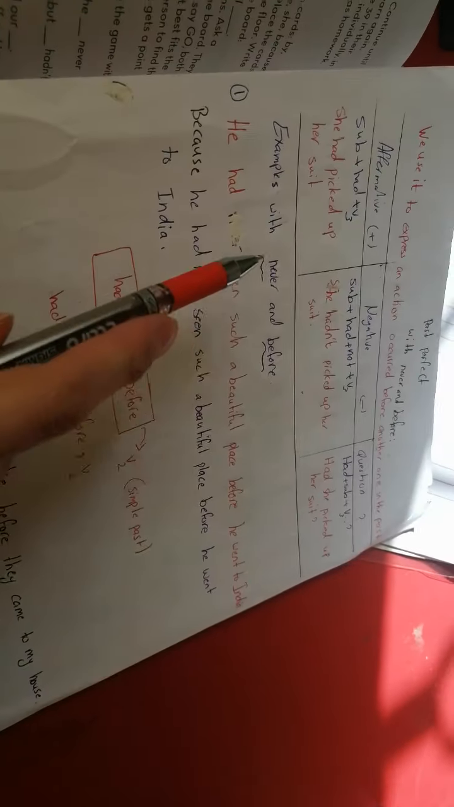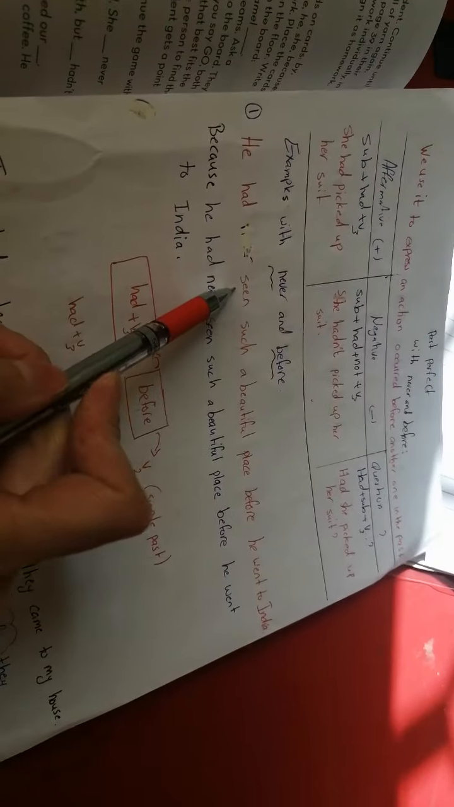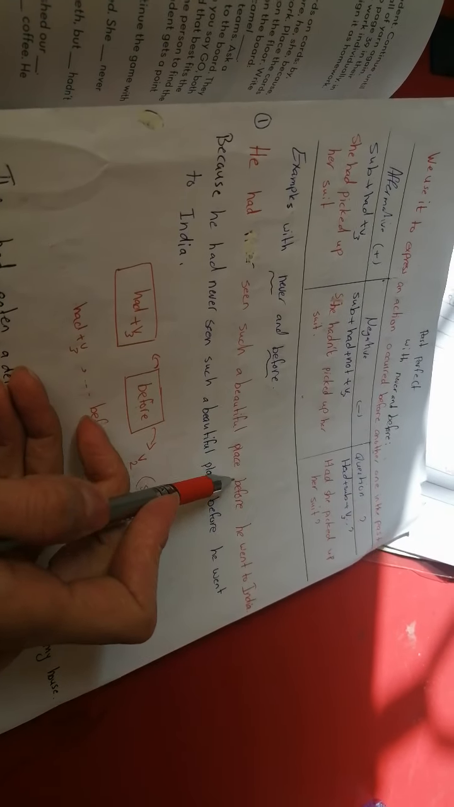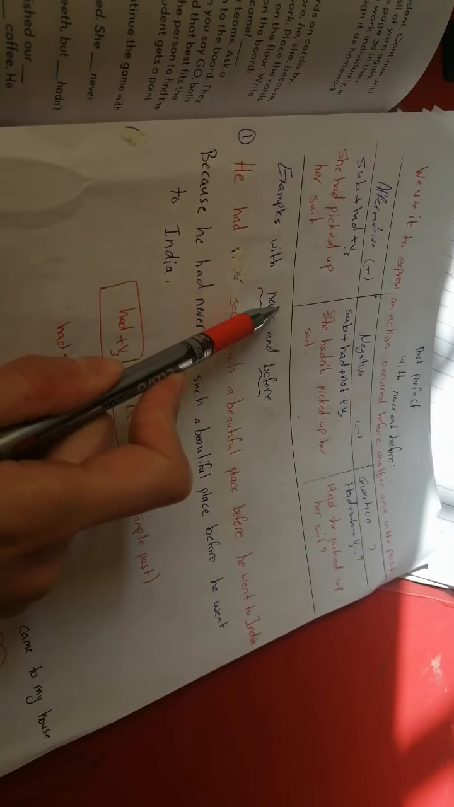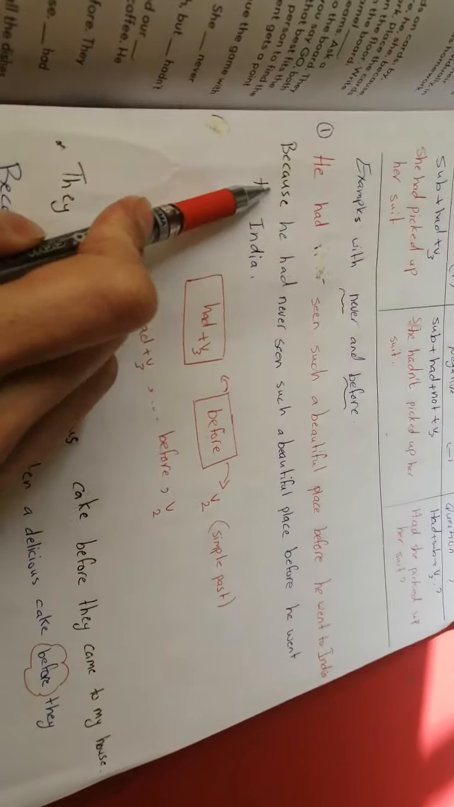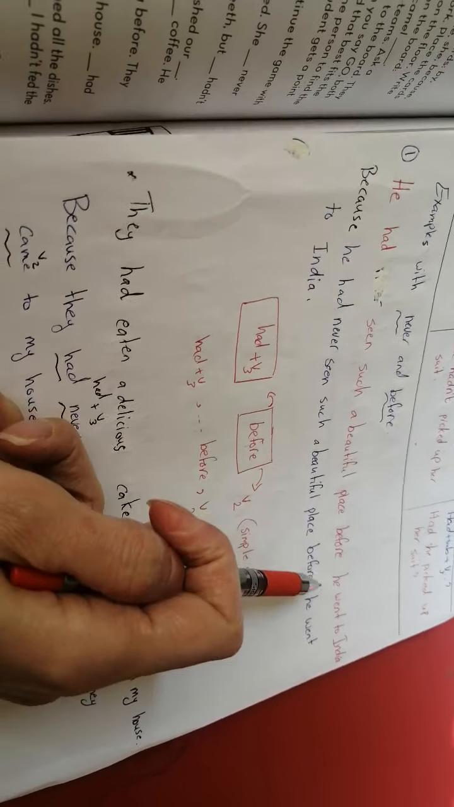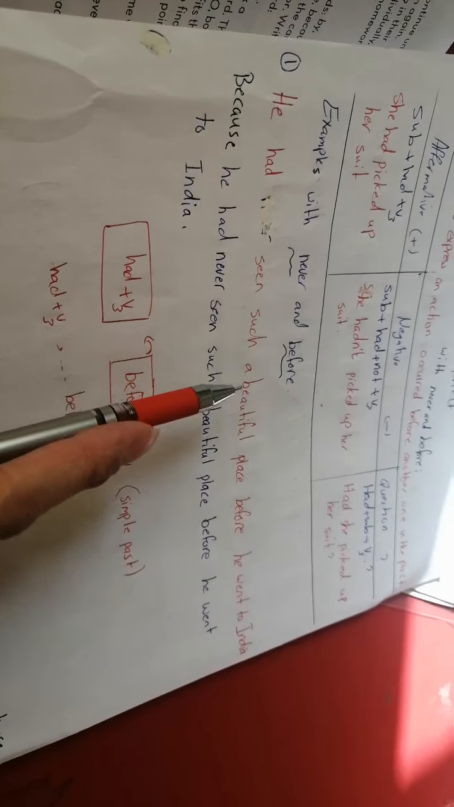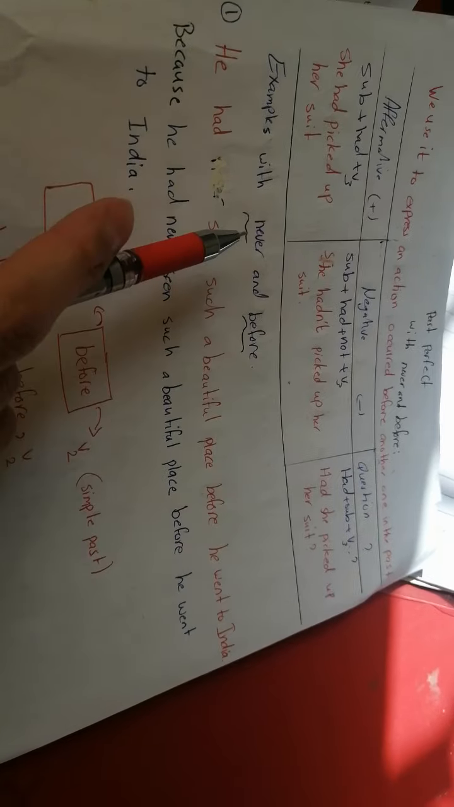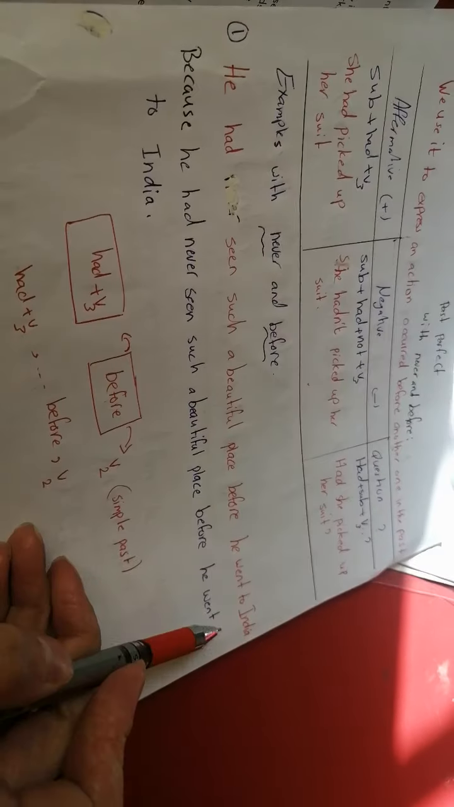Now we want to take these examples with never and before. رح ناخذ هذا السؤال مثال مع never and before. He had seen such a beautiful place before he went to India. We want to use never. Okay, بنستخدم never. بنبلش دائما: because he had never seen a beautiful place before he went to India. يعني بسبب إنه عمره ما شاف مكان حلو جميل قبل ما يروح على الهند. هون لما تيجي never مع before, هي هون عندك never with before.